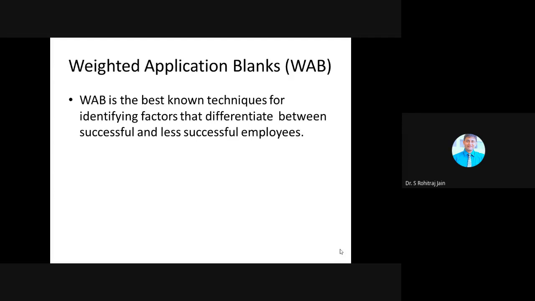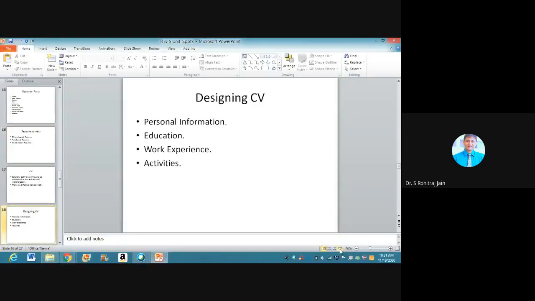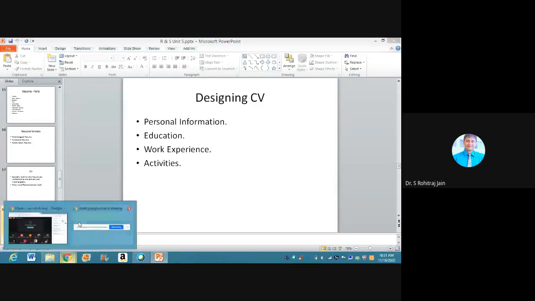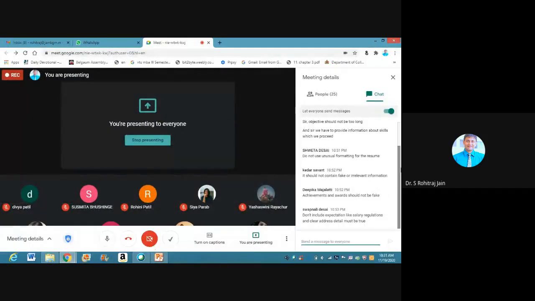Before going to weighted application blanks, first let me ask all of you the difference between the biodata, CV, and resume. What is that? I expect at least one or two differences from you now. The major difference you have understood between the biodata, CV, and resume? Anybody? You can even write in the chat box.